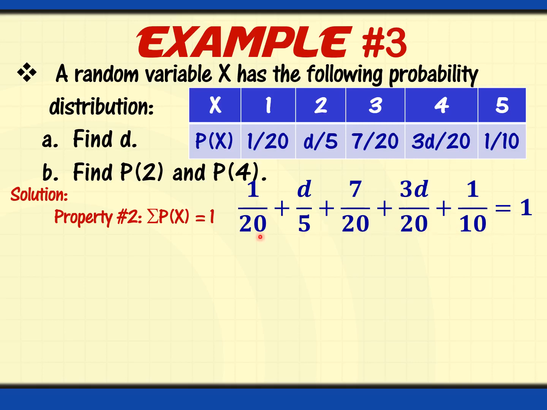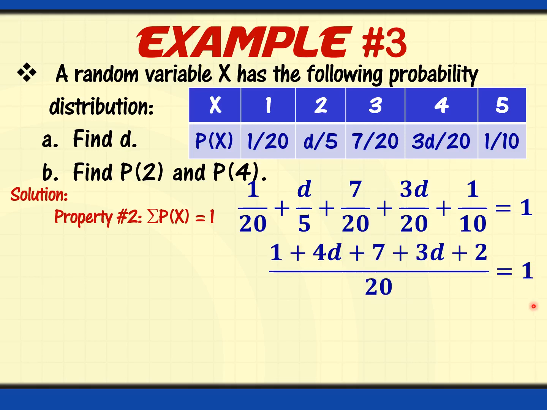So in adding fractions with different denominators, we will get the LCD. And the LCD for 20, 5, and 10 is 20. And then we have equivalent fractions. So here, 1 over 20 is just copied. And then here you have 20 divided by 5, that is 4, times d. So that's why we have here 4d. And then 7 over 20 is copied. Copy also 3d over 20. And then for the last one, you have 20 divided by 10, that is equivalent to 2, times 1 is 2. Okay, so that is equal to 1.